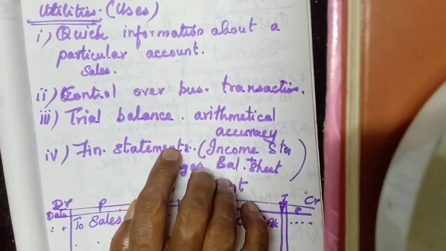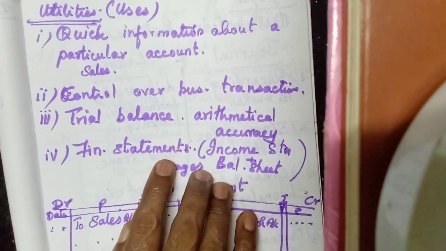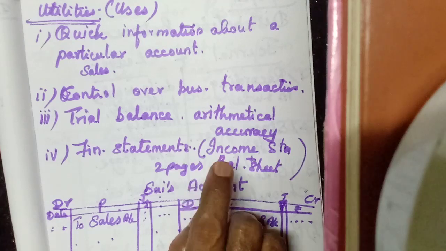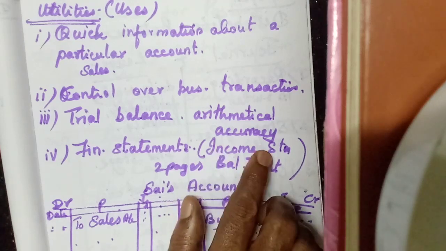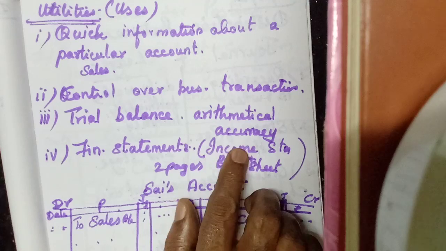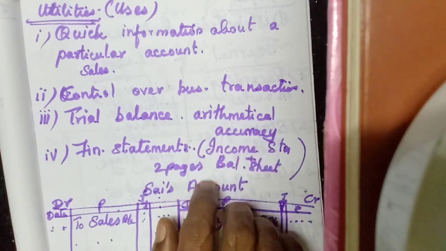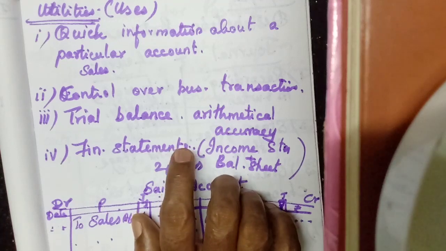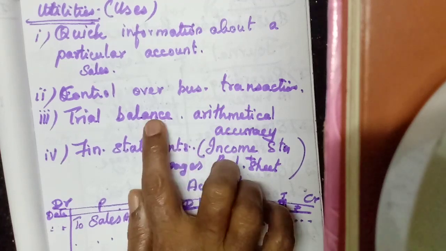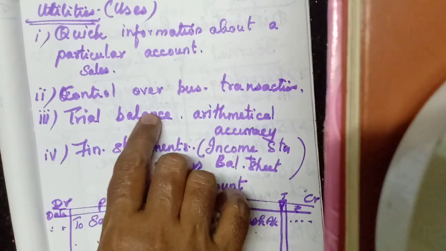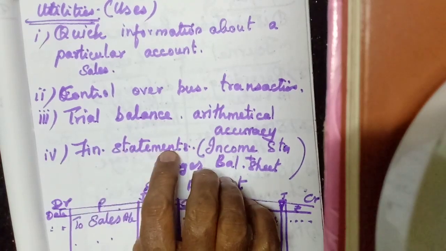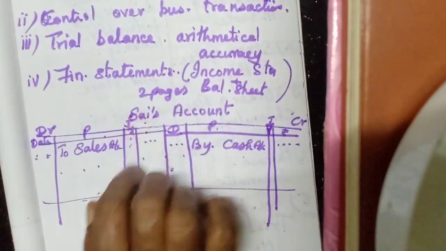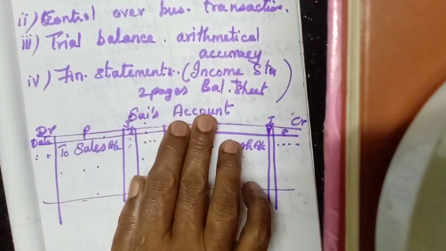Then the last one, it helps to prepare the financial statements. We know the financial statements are income statement and balance sheet. Income statement means trading and profit and loss account, then the balance sheet. Here, to prepare these financial statements, what is the basis? The ledger account. From the ledger account, we are preparing trial balance. From the trial balance, we prepare the financial statements. Now, we should know the format of a ledger account.